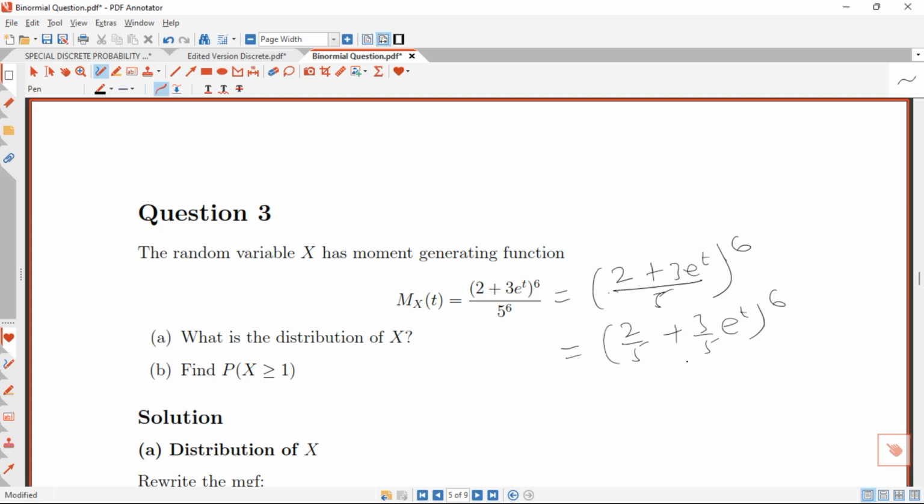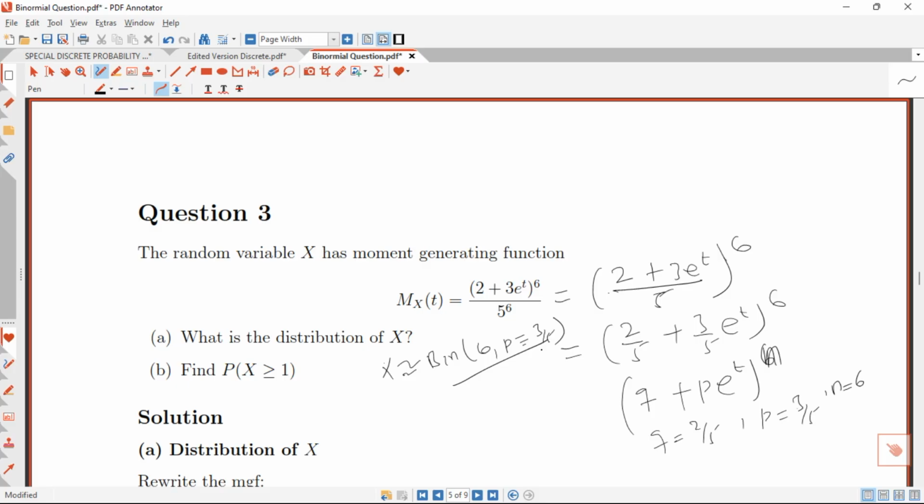So this is basically representing the moment generating function for the binomial distribution. And then we know that we can compare it to get our p and q. So here we have (q + pe^t) raised to the power n. Here our q is equal to 2/5, our p is equal to 3/5, and our n is equal to 6. So we have described that X follows a binomial distribution with n equal to 6 and p equal to 3/5. That is the solution to the first question.